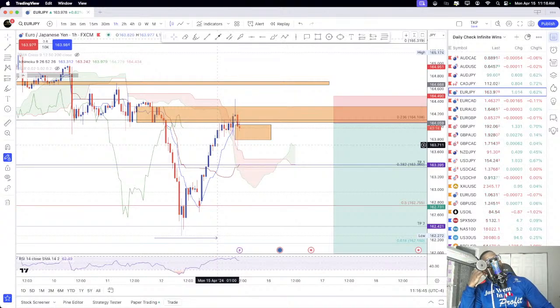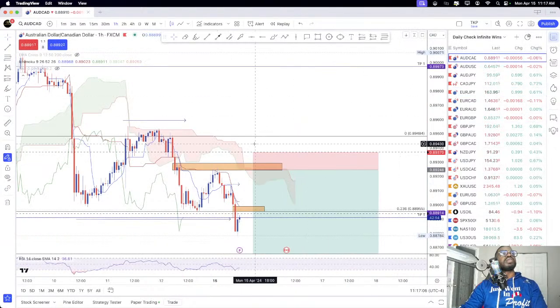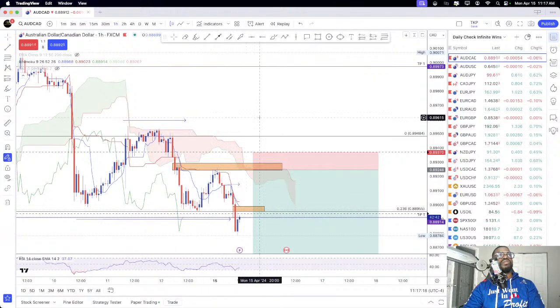We put this limit order in last night. Yeah, so this limit order was put in last night. AUD, CAD, that one was placed last week. We just left it alone. Yep. So I noticed this last week. This was Friday. It created a lower low, then pulled back and let us in this trade setup.